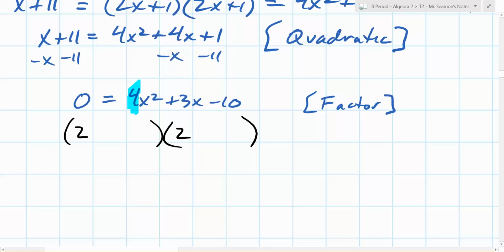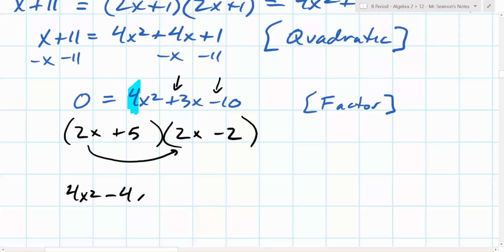The other two numbers have to multiply together to get what? Negative 10. So it's going to be 2x and 2x, and one is negative and one is positive, so we know it has to be a negative and a positive. Anybody want to pick something to try? Plus 5 minus 2. You just test them. So let's test it and see what happens. What's 2x times 2x? 4x squared minus 4x plus 10x minus 10.